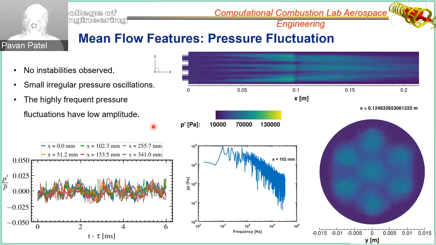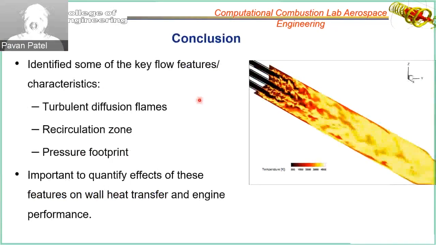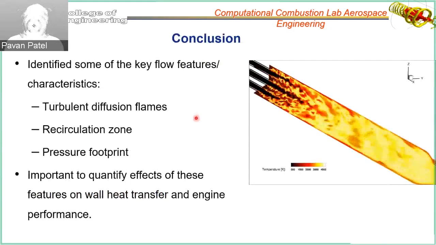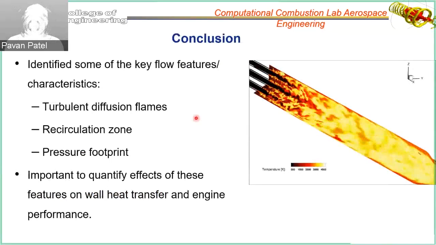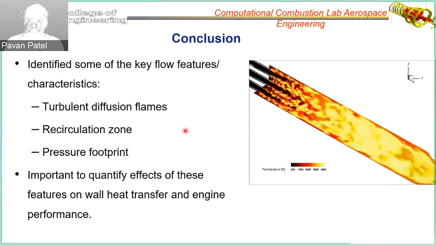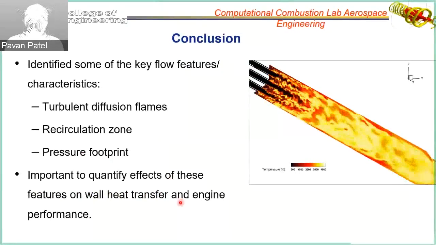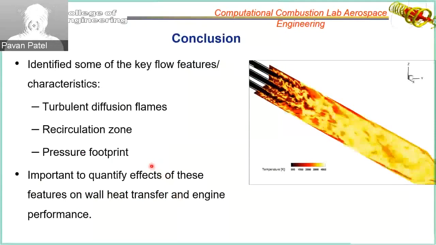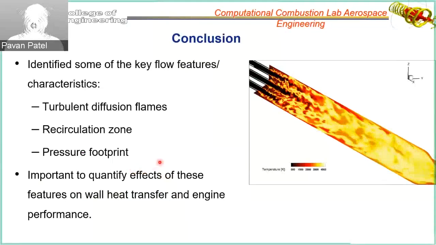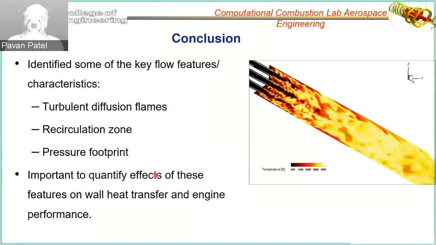And so that is pretty much it. This is what I had to show. I think we identified some of the key flow features and characteristics. We saw the turbulent diffusion flames in this 7-element rocket engine, the reaction zone, the recirculation zone, the pressure footprint, and a few other things.